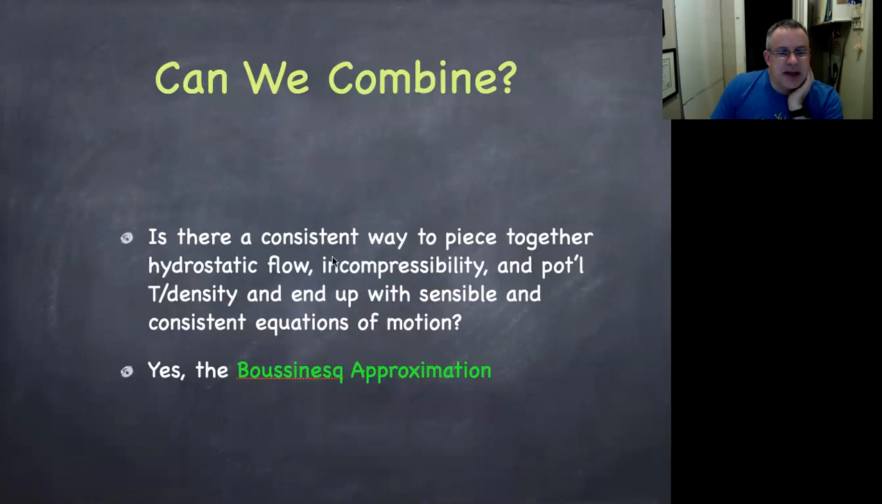Is there a consistent way to piece together hydrostatic flow, incompressibility, and potential temperatures and end up with sensible and consistent equations of motion? Yes, there is. It's called the Boussinesq approximation.